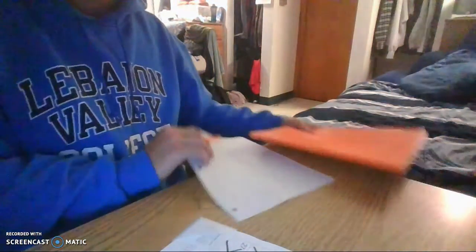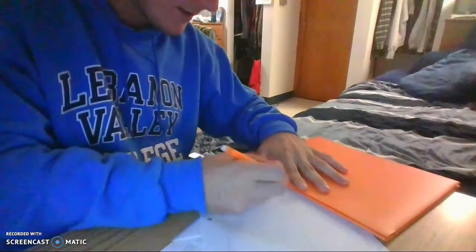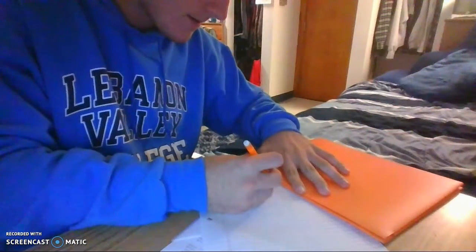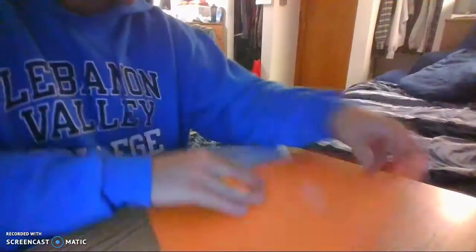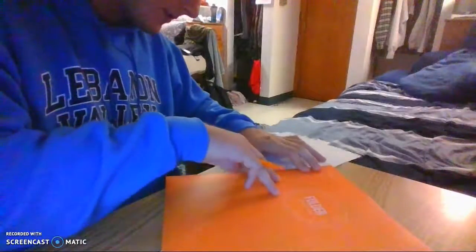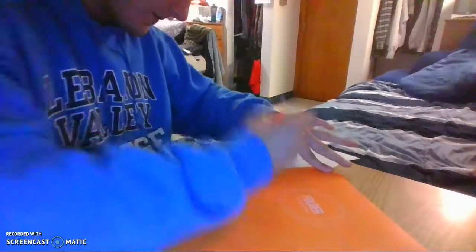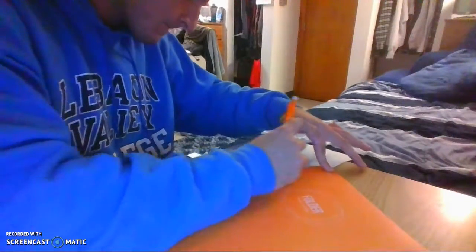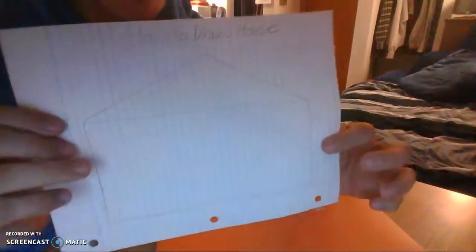So then we got the roof. Draw the roof, and it should be like you're drawing a triangle connected to both sides. Get that straight edge and draw. And we should get something like this.